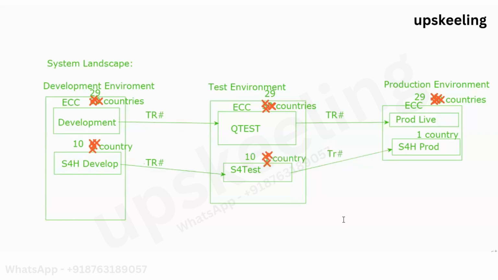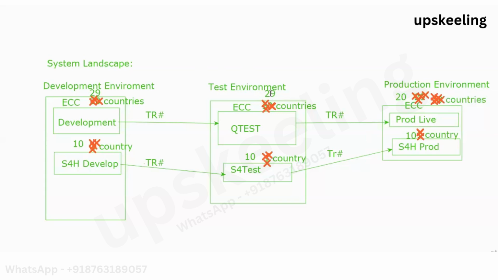Once the test is also okay and you have trained all the users in these 10 countries, you will move the changes to the production system. The 10 countries' changes are now live. So people can now stop using ECC and start using S4 HANA. So this will be stopped, and here you will have 20 countries remaining.